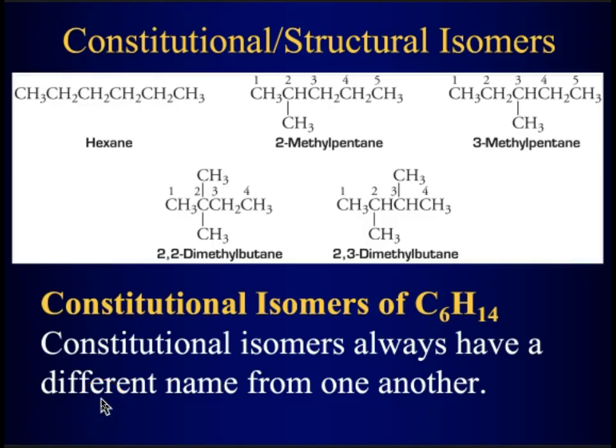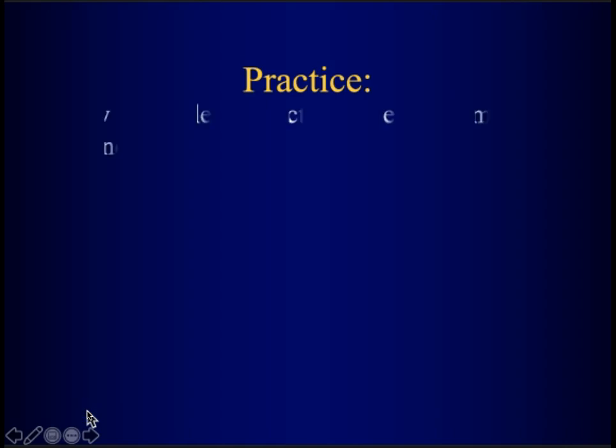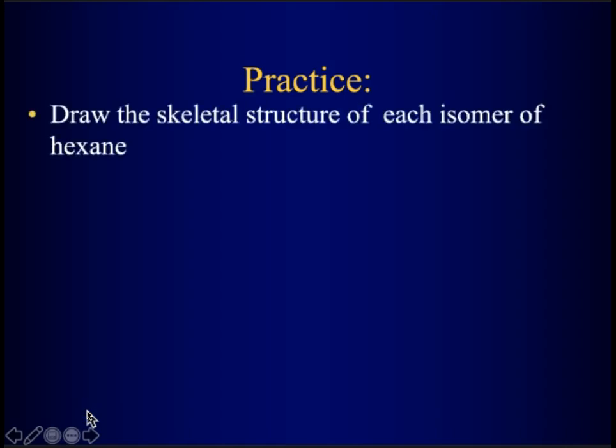Because these constitutional isomers have different numbers of carbons in their main chain, they're each going to have a different name. For hexane, I've got 6 carbons in a main chain, but for each of its isomers, I'm going to have a different number of carbons in each chain. So they'll always have different names from one another. These are the constitutional isomers of hexane, but let's figure out how we can even get them.